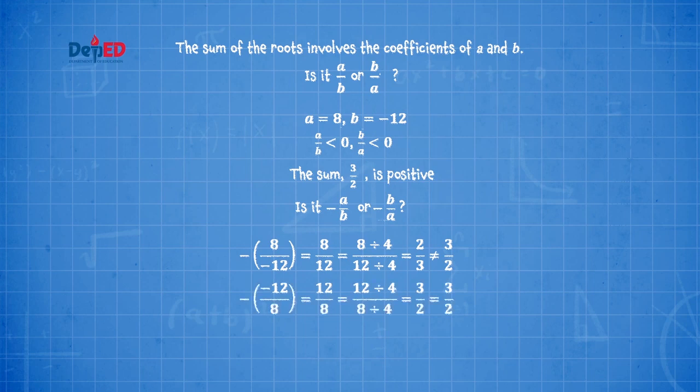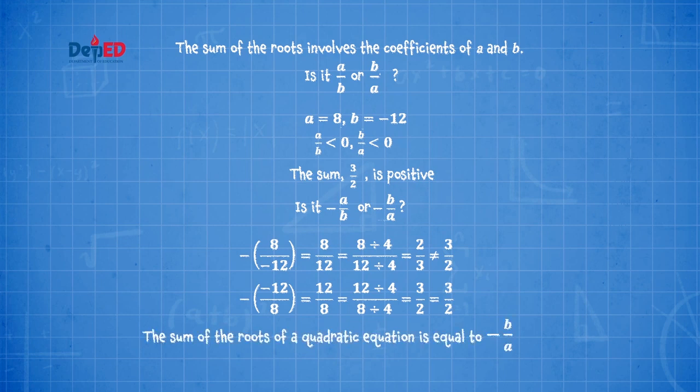Let's try negative of b over a. Negative of b over a is equal to the negative of negative 12 over 8. And it must be equal to 12 over 8, and can be simplified as 3 over 2. And yes, it is equal to the sum of the roots of the equation.